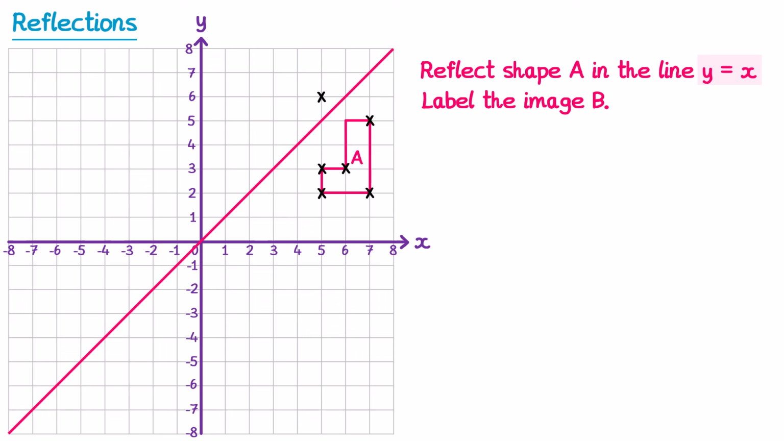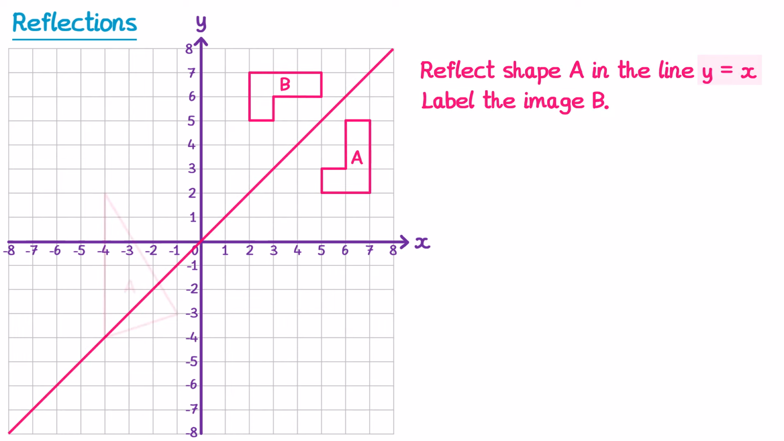This point in the top right is 2 squares up to the mirror line, so I'll go 2 squares left. This next point here is 3 squares to the mirror line, so 3 squares left. This one here is 2 squares to the mirror line, so 2 squares left. This one's 3 squares, so 3 squares left. And this final one here is actually 5 squares, so 5 squares left. So the reflected shape would go here, and we'll label the image B.